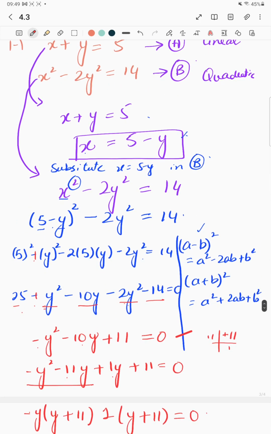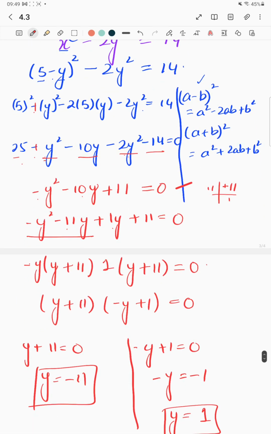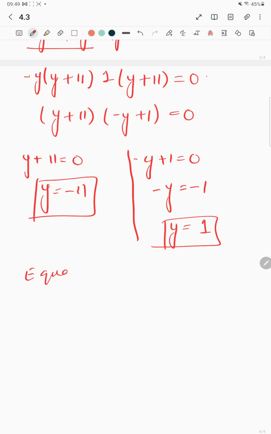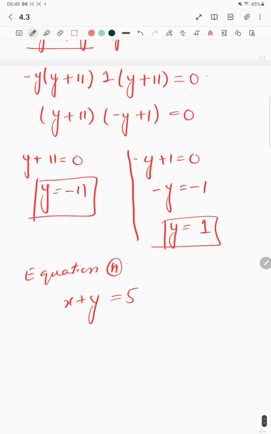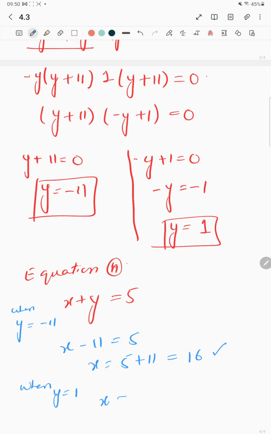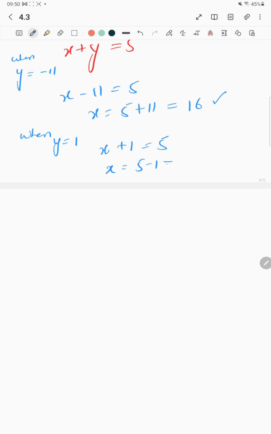Now we can find the value of x by substituting them in equation A. Equation A says x plus y is equal to 5. Now when y is equal to minus 11, x minus 11 is equal to 5, so x is equal to 5 plus 11, which is equal to 16. Now when y is equal to 1, x plus 1 is equal to 5, so x is equal to 5 minus 1, which is equal to 4.